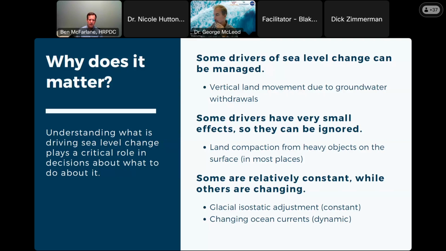And then some of them are relatively constant while others are changing. For example, we know that we're dealing with glacial isostatic adjustment as a result of the retreat of the glaciers from the last ice age, but it's not changing that fast, so it's relatively constant. Whereas the concern about changing ocean currents and other dynamical impacts on sea level rise is something that we are more concerned about, because it is increasing, it's accelerating, and getting a better handle on that is going to be critical for helping us figure out exactly what we're dealing with when it comes to long-term sea level rise.